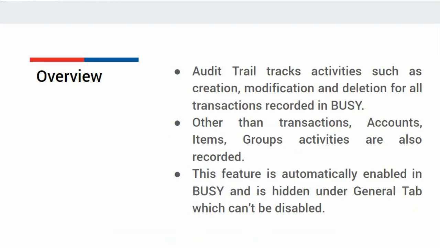Audit Trail feature tracks activities such as creation, modification, and deletion for all transactions recorded in Busy. Other than transactions, accounts, items, groups, activities are also recorded. This feature is automatically enabled in Busy and is hidden under General tab, which can't be disabled. Now let us see how you can use Audit Trail in Busy.